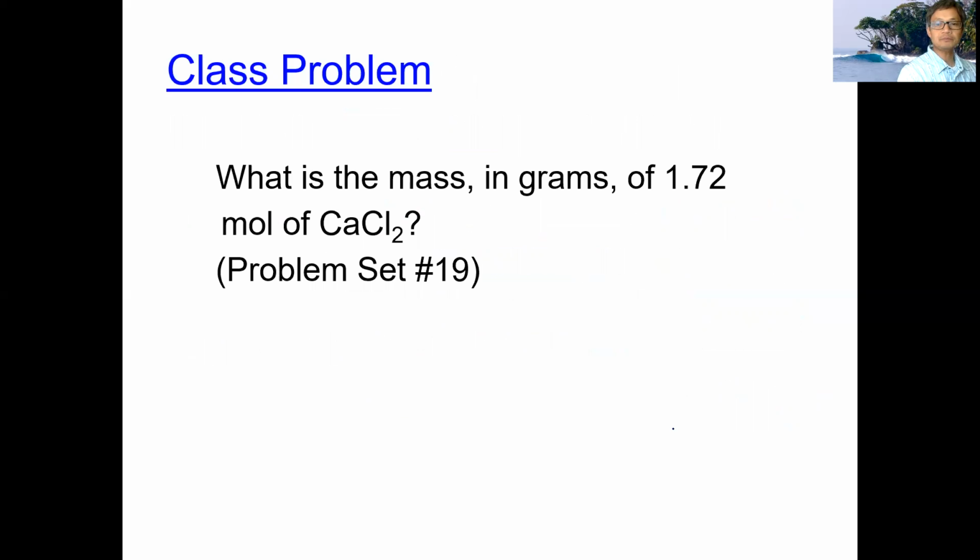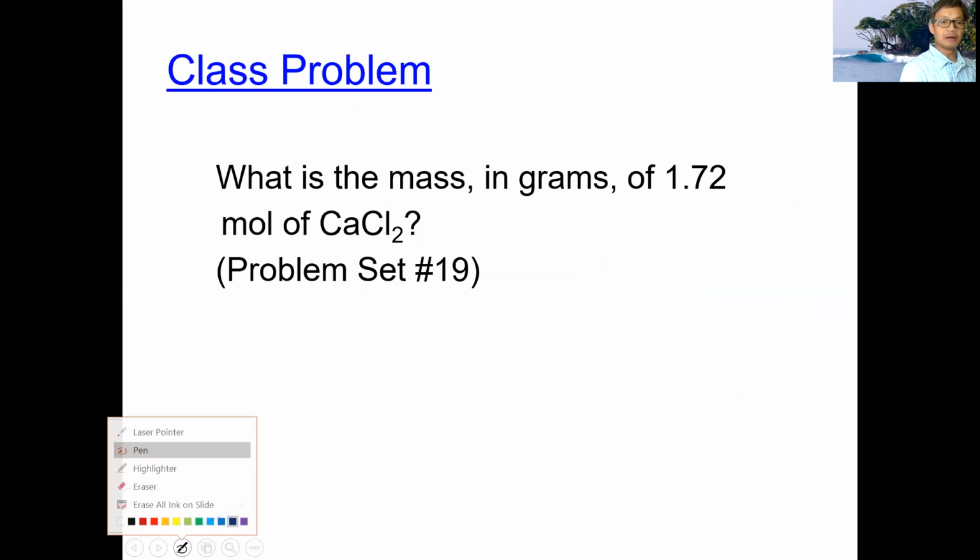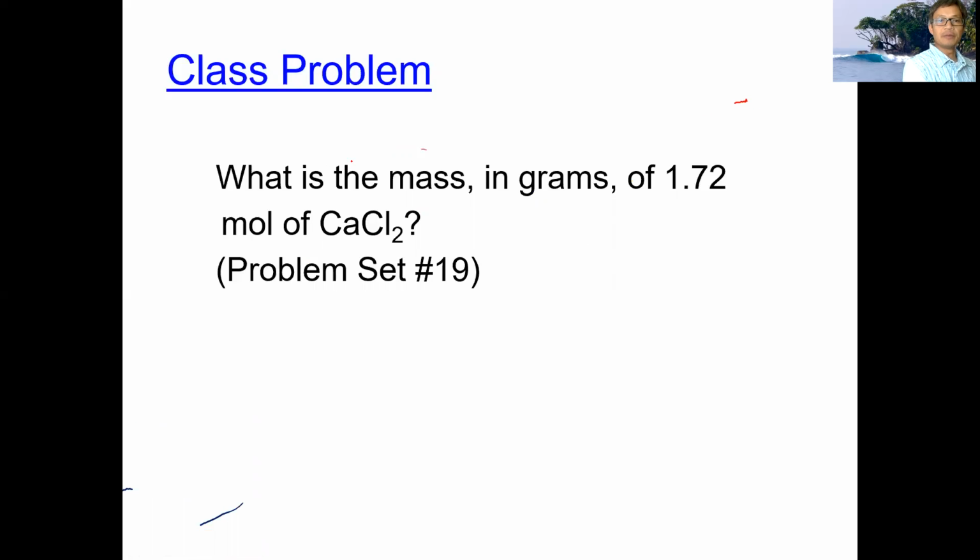Okay, let's take a look at this problem here. Let's go ahead and point out a few things here. Let's go ahead and highlight what we have. So if you notice here, they're asking you for the mass. So what you're asked to solve for is the mass, and it's going to be in grams. That means that what do you start out with? You start out with moles, specifically 1.72 moles of this compound, calcium chloride.